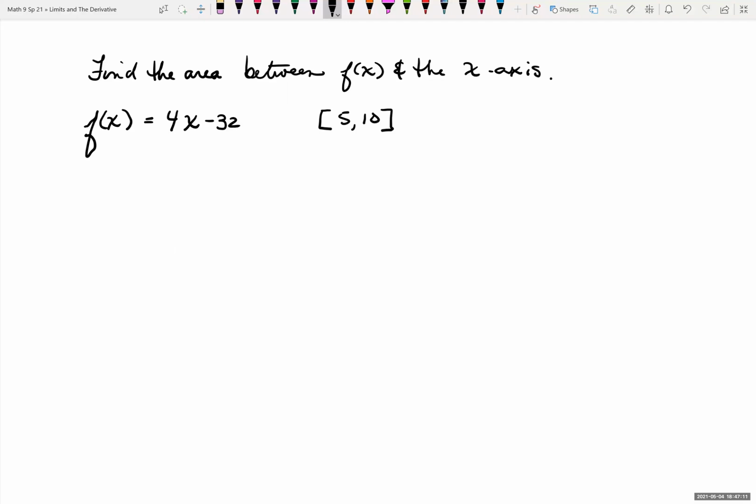Excuse me. Okay, so let's first look at where this crosses the x-axis. So we can see where that crosses the x-axis by finding out when our y value is 0. So we want to find x-intercepts.